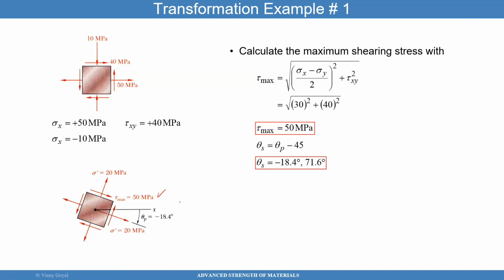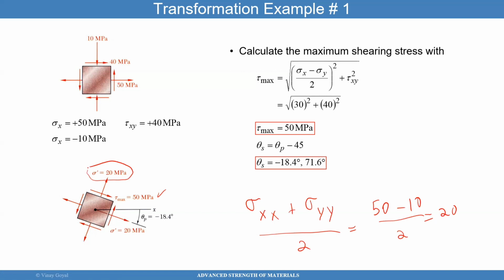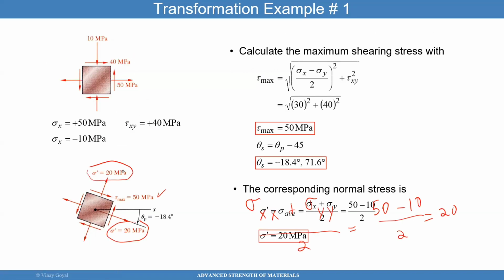Finally, you can also find the stress that's normal to the surface. And what we said is find the average. So this is very interesting because the average is just sigma xx plus sigma yy divided by 2. So what is it? 50 minus 10 divided by 2, and that's 20. And that's exactly what is shown here in this page. So when the maximum shear stress occurs, the normal stress to the surface is only 20.